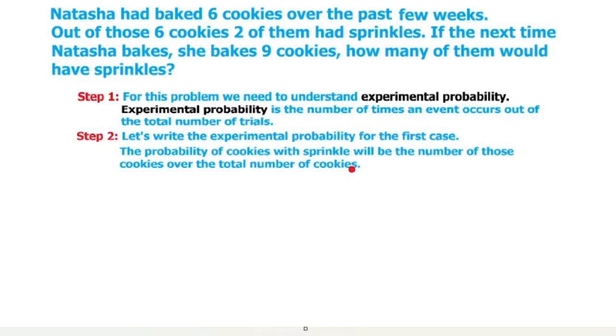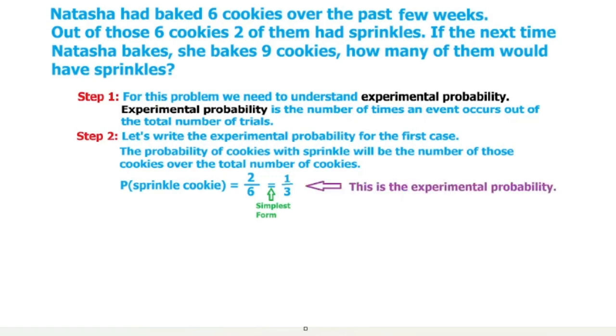So she baked 6, 2 of them had sprinkles. So then the probability of a sprinkle cookie is 2 over 6, right? 2 out of 6 of them would have sprinkles. Now we can put this in the simplest form. We can reduce it. So 2/6 becomes 1/3, okay?